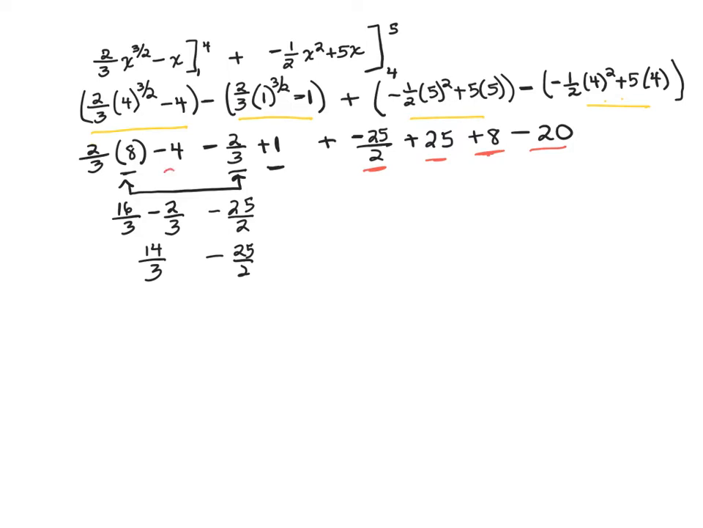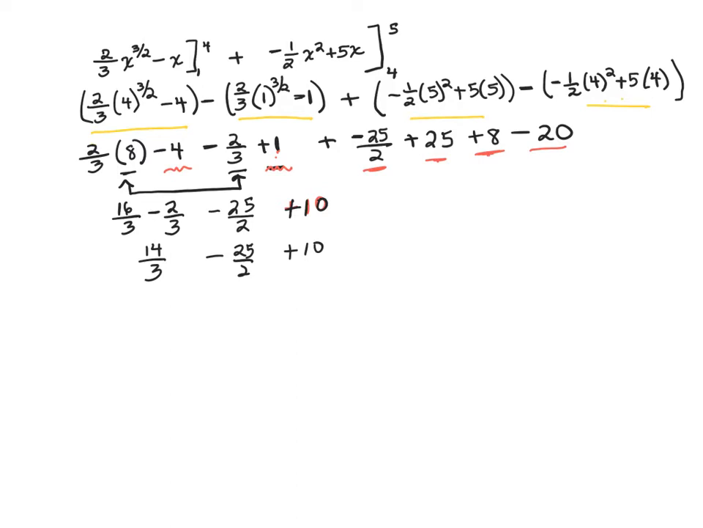Negative 4 plus 1 is negative 3, plus 25 is 22, plus 8 is 30, minus 20 is 10. I think that's right. Let me just double check it. Negative 4 plus 1 is negative 3, 22, 30. Okay, I think that's right. It's plus 10. And then, of course, we put everything in terms of sixths.